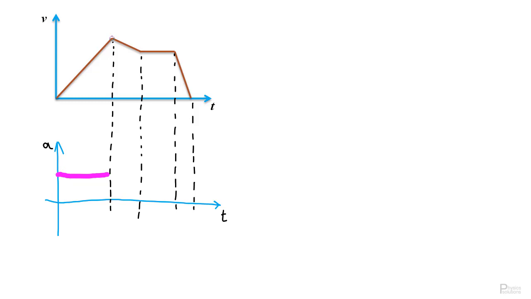In the second segment, we have a line that is going down. This is a negative slope. The inclination is going down, which will represent a negative acceleration. In addition to that, the fact that this is a completely straight line tells us that the acceleration is constant. So it's negative and it will not change with time.